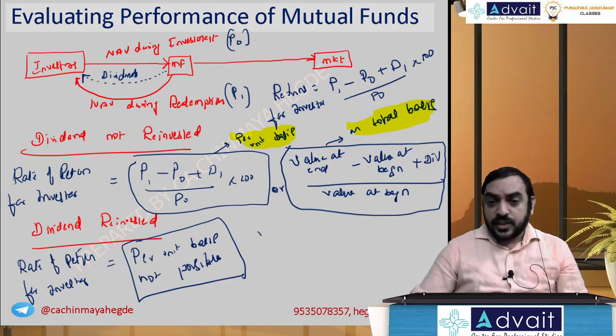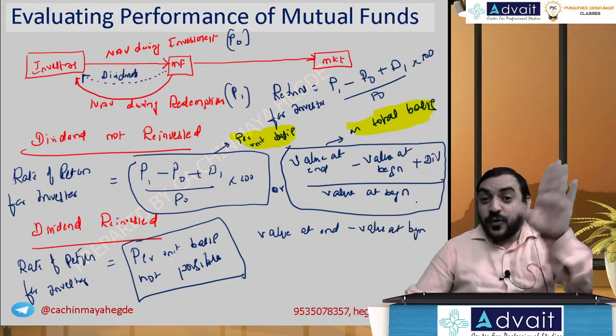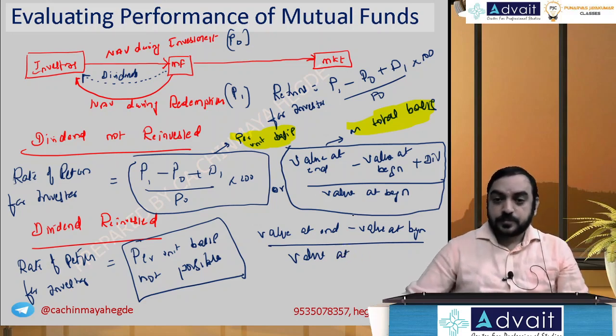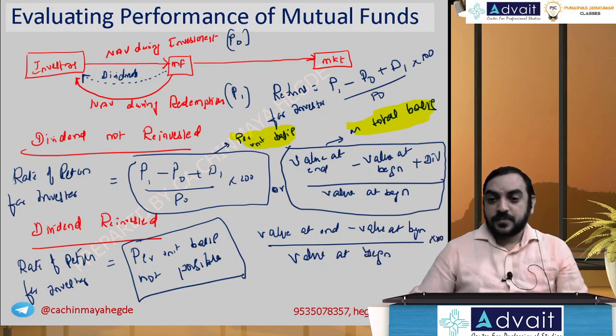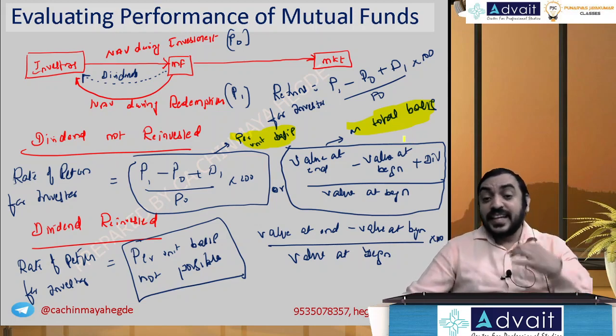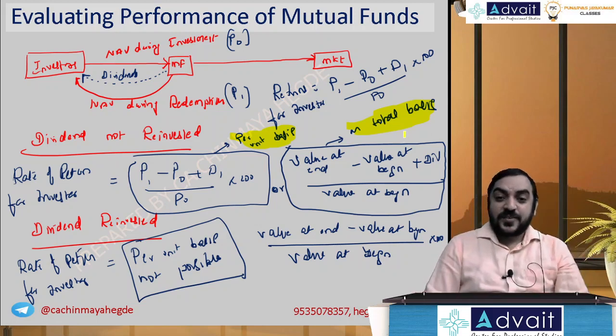And total basis, value at the end minus value at the beginning. Dividend will not come here. Divided by value at the beginning, into 100. Dividend, you will not take it here because dividend is reinvested.